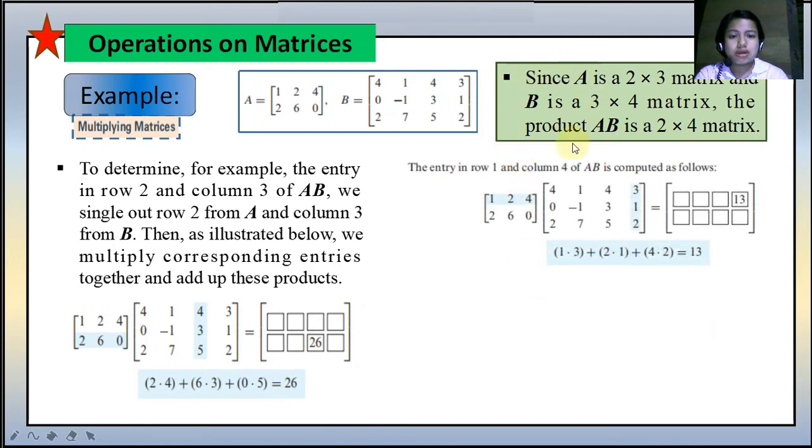And that will now be the entry for row 2, column 3 of our product matrix. Then the entry in row 1 and column 4 of AB is computed as follows. So this time, we have row 1, that's 1, 2, 4. Then we have column 4, that's 3, 1, 2.